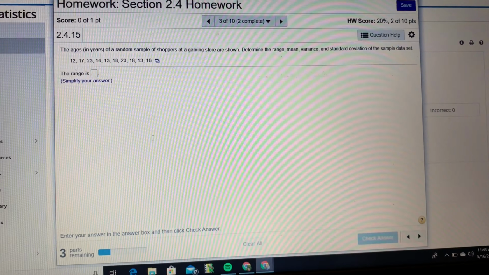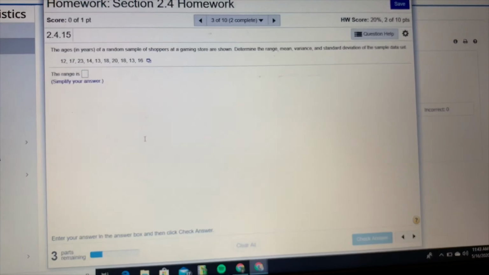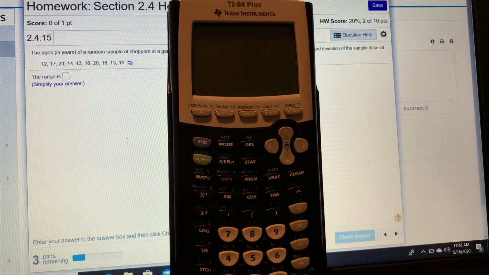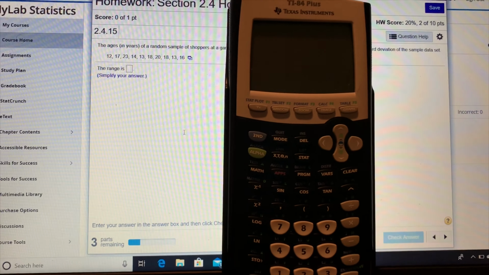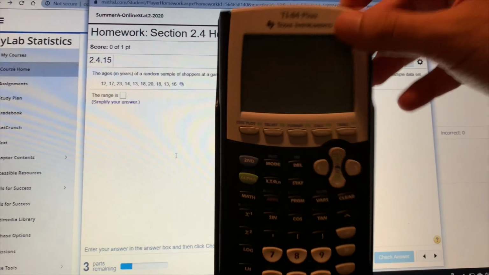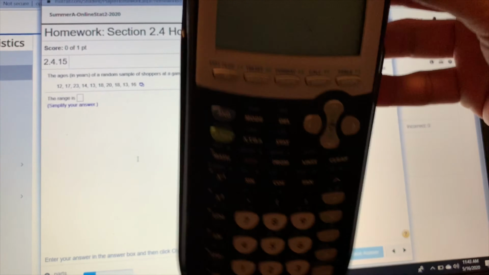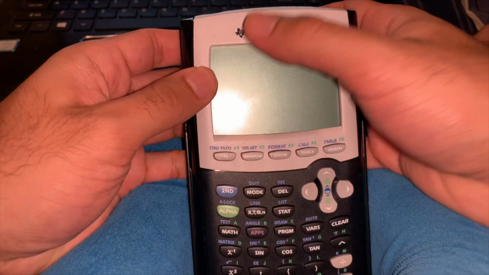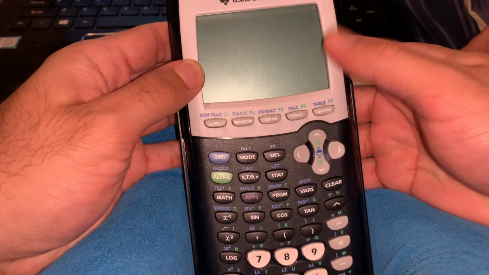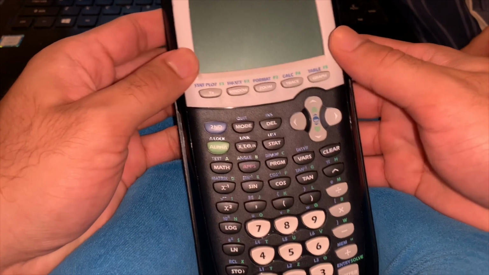To find the range, this is very easy. We're gonna use the calculator for this. We can easily find it without the calculator, but since we're gonna be needing it for the rest of the homework, I'm just gonna show you directly how to do it. So we have the TI-84 Plus here. First, we're gonna start by inputting all the numbers in.